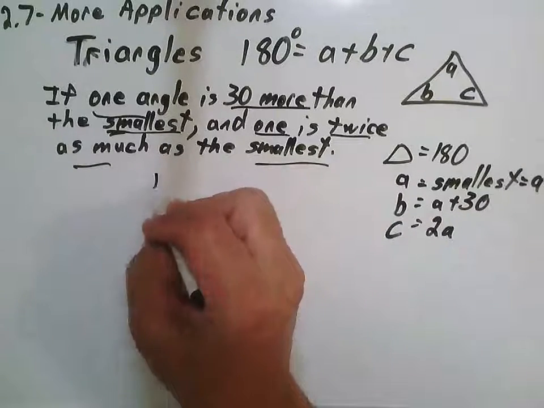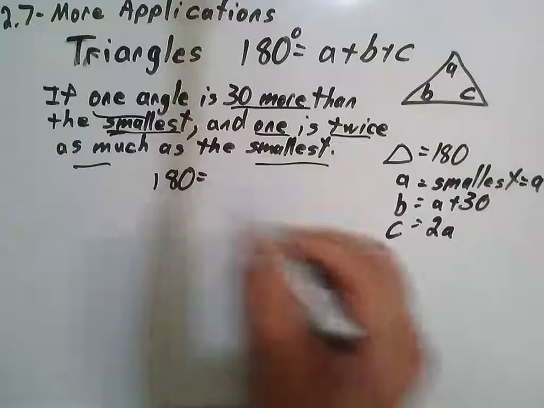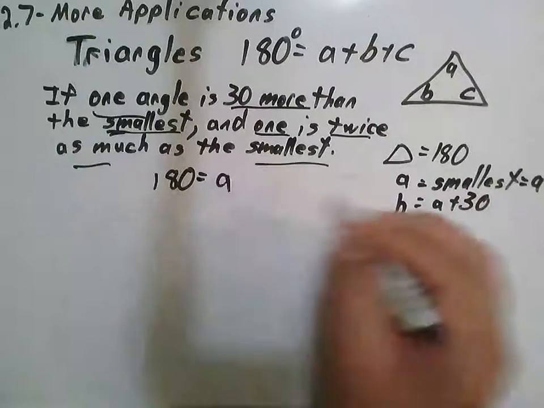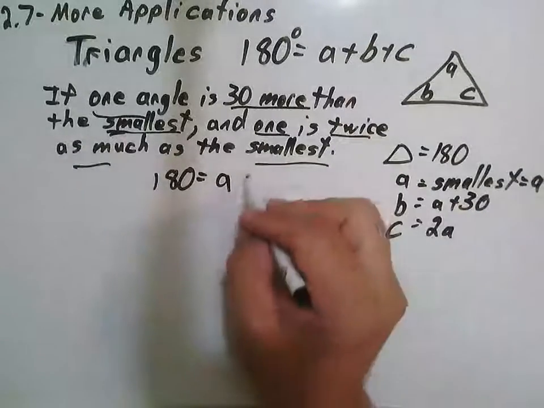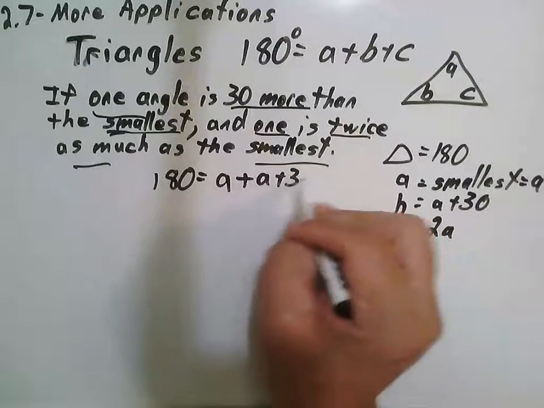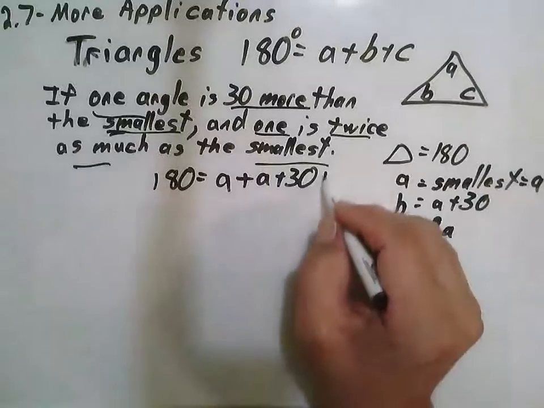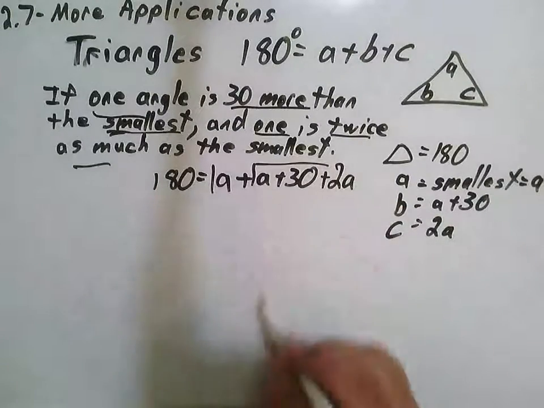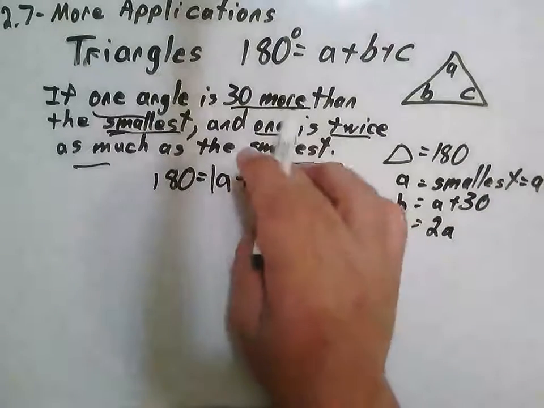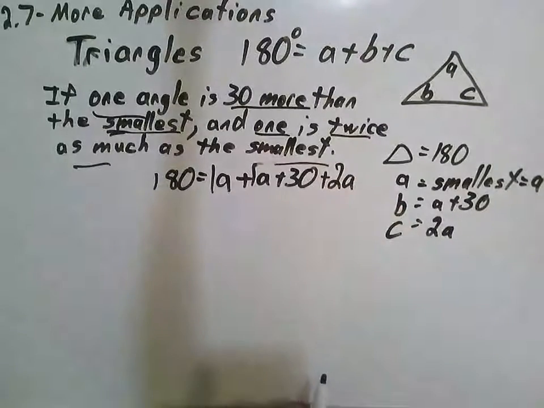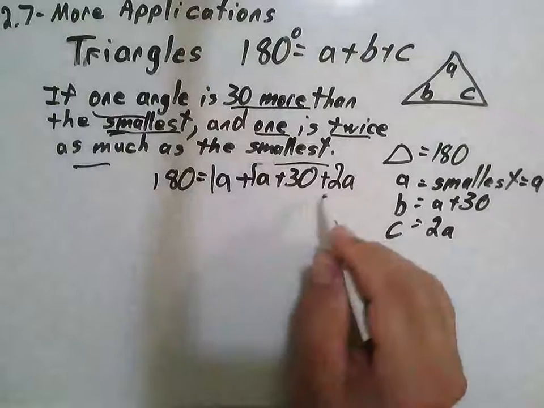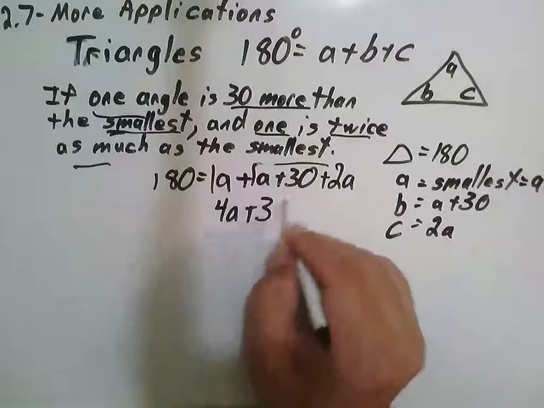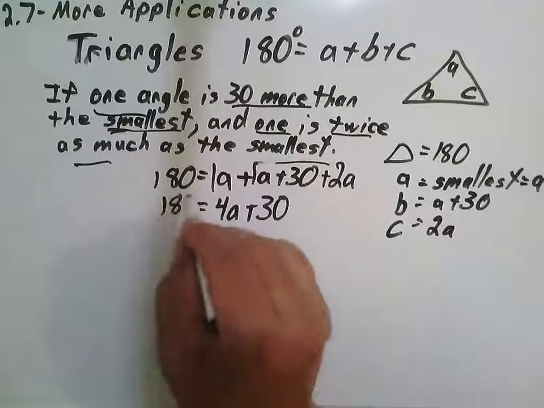So my formula now is going to be 180 is equal to, notice, A plus B plus C. So A is equal to A, B is equal to A plus 30, and C is equal to 2A. So once again, I'm just going to put a 1 in front of these A's because it makes adding it together a little bit easier for me. So if I add these together, 1A plus 1A plus 2A is going to give me 4A, and then the 30 just comes down. All of that is going to be equal to 180 degrees.